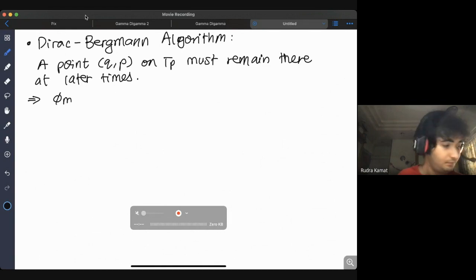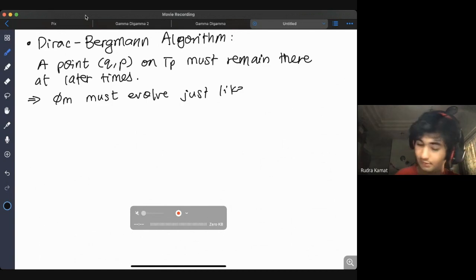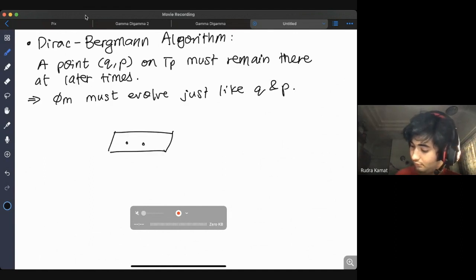So phi m must evolve just like q and p. An intuition for this is, say you have some point which is on gamma sub p, and say it evolves into something else, so it gets off gamma sub p. It will escape unless this plane itself evolves the same way, so that it sort of gets under these evolved points. That's the entire intuition.